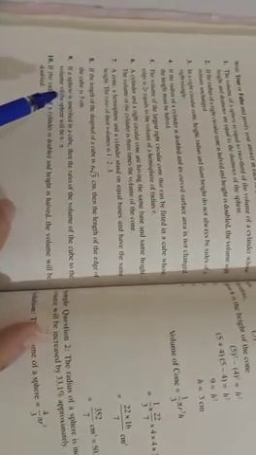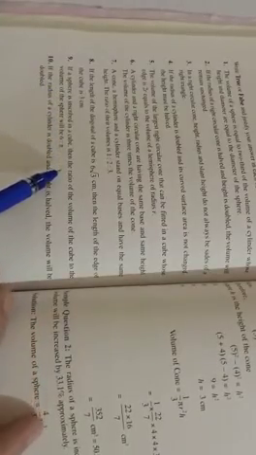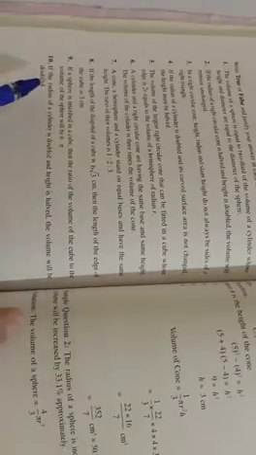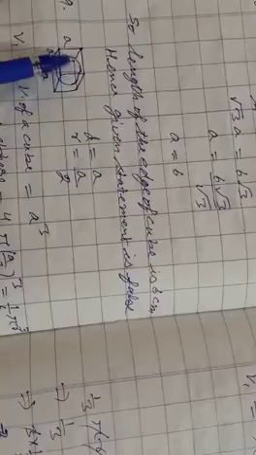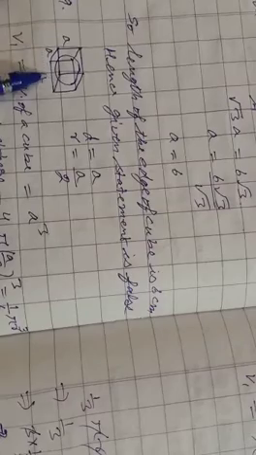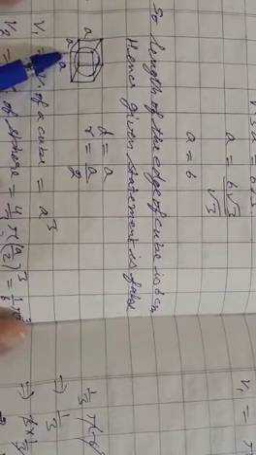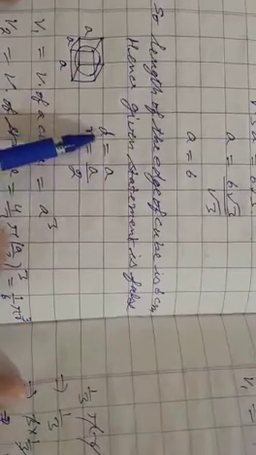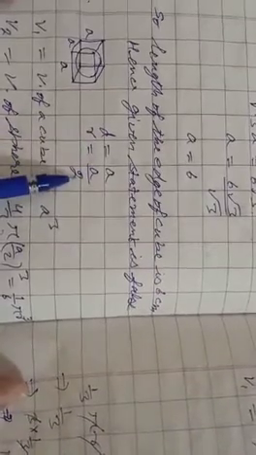Now question number 9. If a sphere is inscribed in a cube, the ratio of the volume of the cube to the volume of the sphere will be 6:pi. Now, this is your cube and this is your sphere inscribed in the cube. Let the edge of the cube be a. So, diameter of sphere equals edge of cube. Edge of cube is a. Diameter equals a. Radius equals a upon 2.